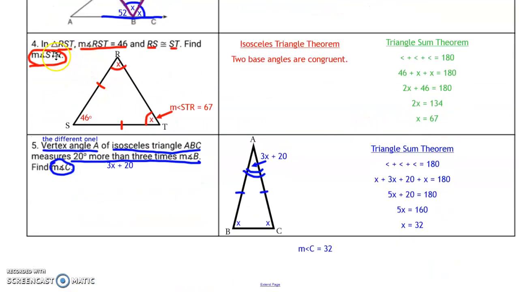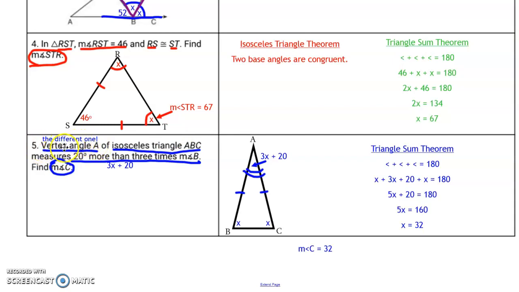For question 4, it's asking for angle STR. Again, we're told that RS is congruent to ST. That means that these two sides are congruent, which means it's an isosceles triangle. Isosceles triangles have two base angles that are congruent. Once we know that, we just use the triangle sum theorem. It's the easiest thing in the world.